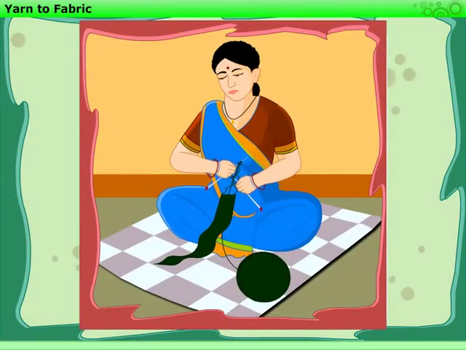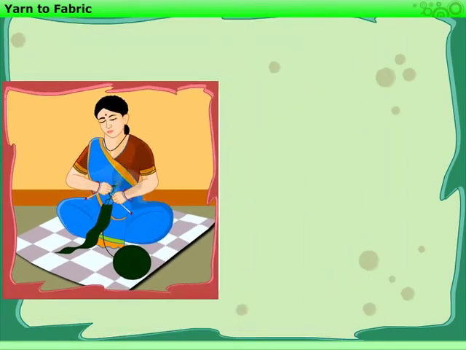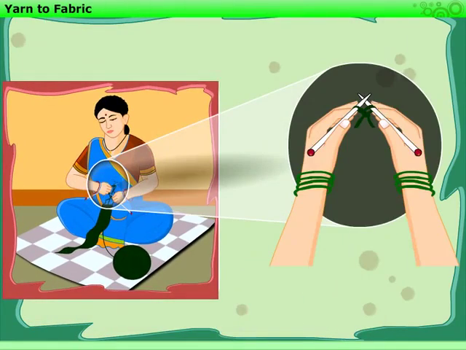Let us now study in detail about knitting. Like weaving, knitting is a technique of making fabric using a single yarn. Knitting is done by interlocking loops of yarn by means of two needles.